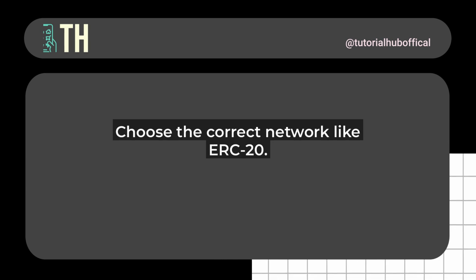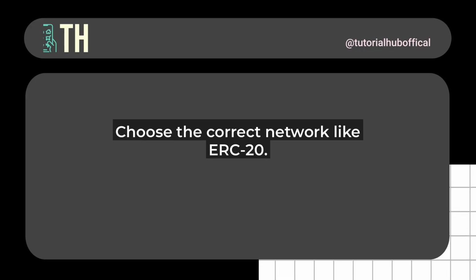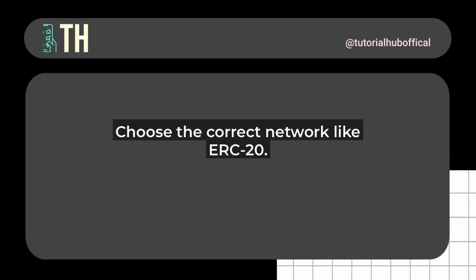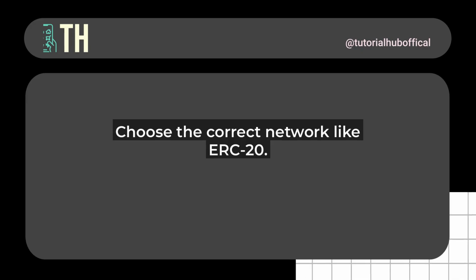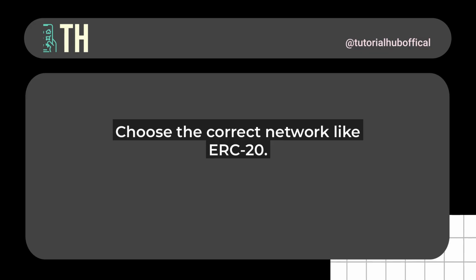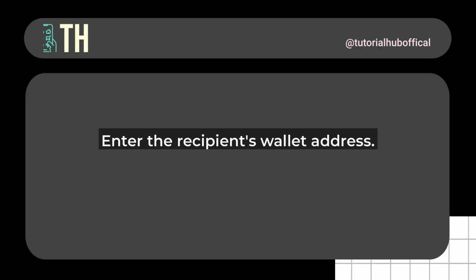Step 4. Enter the recipient's wallet address. This is crucial. Always verify it twice to prevent sending funds to the wrong place. Step 5. Input the amount of Ethereum you want to transfer. Keep in mind network fees, which can fluctuate, so leave a little extra if needed.